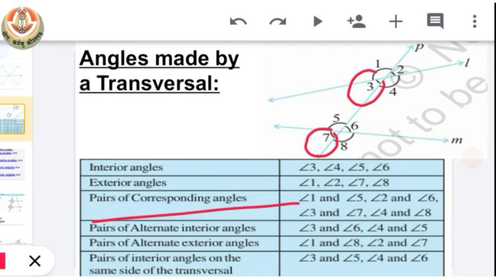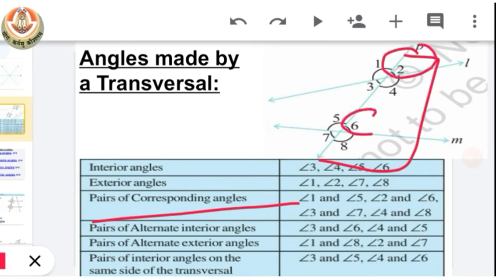Now let's look at the other side of the transversal. Again one exterior angle with one interior angle. Similarly, another pair of interior and exterior angles is 4 and 8. So we can say that in such a way, angle 2 makes a pair of corresponding angles with angle 6, and angle 4 makes a pair of corresponding angles with angle 8.